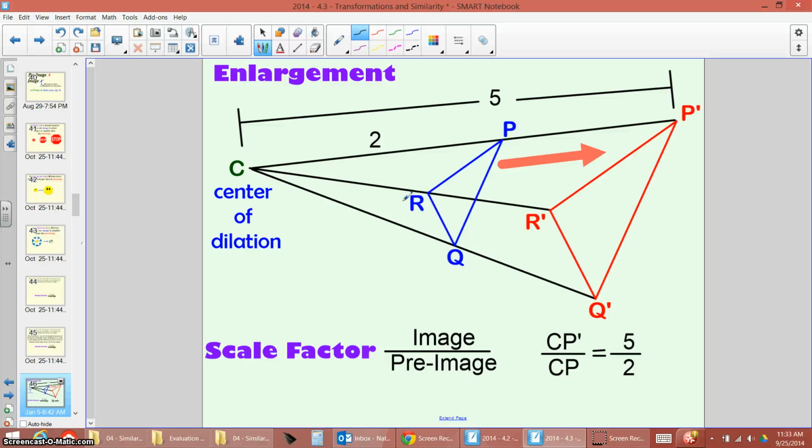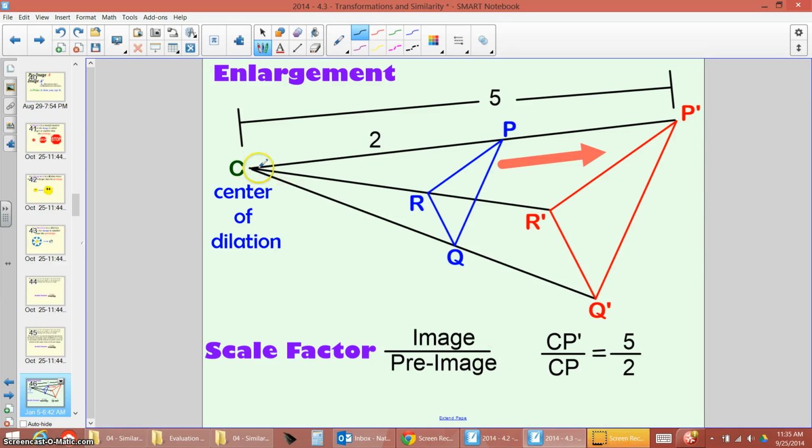Right here. Sorry, phone rang. So if I look at it, PRQ is my pre-image. P prime, R prime, Q prime is my image. So what I do is I connect P prime and P, and I end up here. R prime and R, and I end up here. And Q prime and Q, and I end up here. This is my center of dilation. Everything is getting bigger from this point.